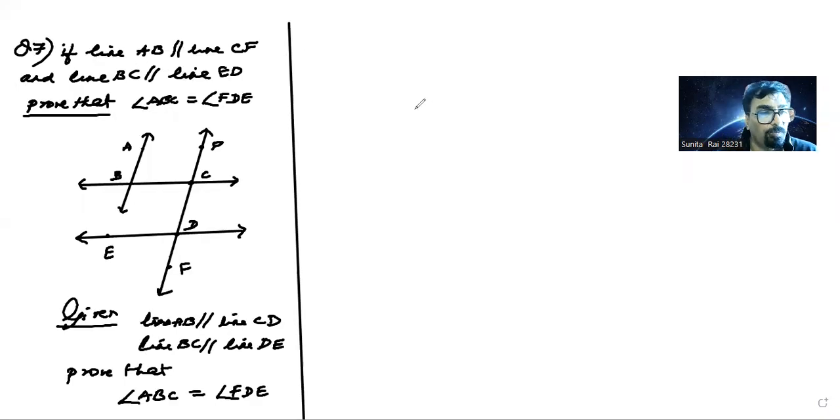We're doing question number 7. If line AB is parallel to line CF and line BC is parallel to line ED, prove that angle ABC equals angle FDE. Please look at the figure, children, carefully once again. See what is given to us. What is given to us is if line BC parallel line AB. Can you see the standing line AB? Is parallel to line CF. Can you see this standing line CF, children?